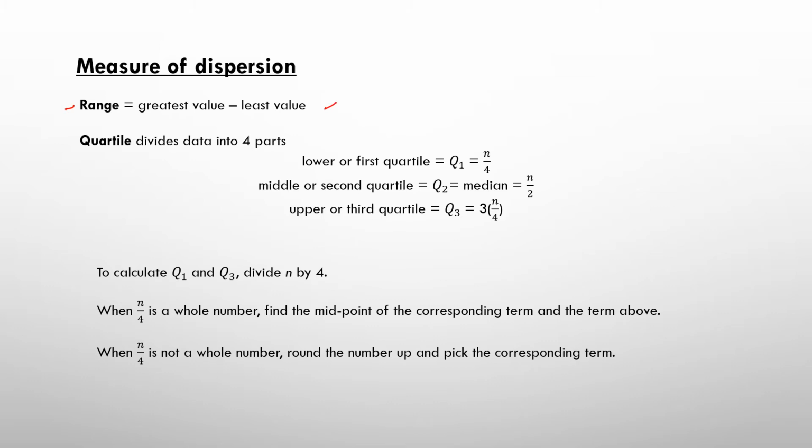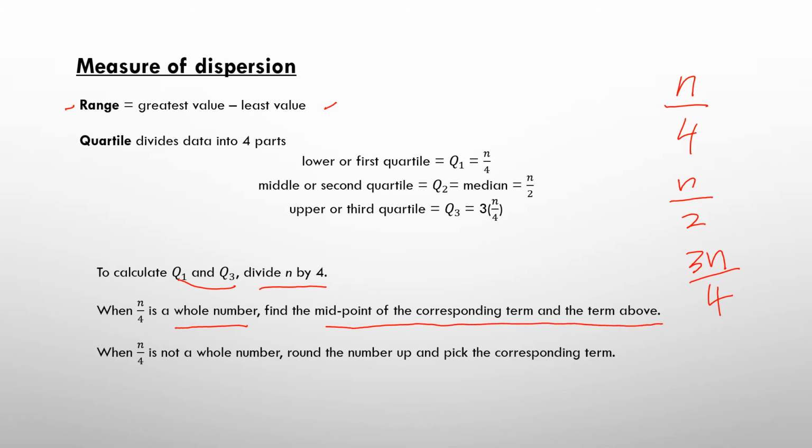Quartile divides the data into 4 parts. This means the number of data divided by 4 is Q1. Q2, also called the median, is n divided by 2, and Q3 is 3n divided by 4. So to calculate Q1 and Q3, you have to divide n by 4. When n divided by 4 is a whole number, we find the midpoint of the corresponding term and the term above. When n divided by 4 is not a whole number, you also have to round up the number and pick the corresponding term.